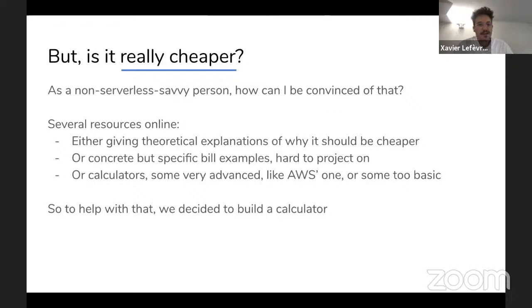more return of experiences, more specific about real use cases, and there are always some calculators as well. Either some very advanced ones like the AWS one, which is way too complicated if you don't know what you're going to do, or some that are too basic that compare Lambda against EC2, for instance. But when you think about serverless, or when you don't know serverless but you want to know if it's cheaper for your use case, I thought it was missing something in there. So with some of my colleagues, we started to build a calculator to help with that.